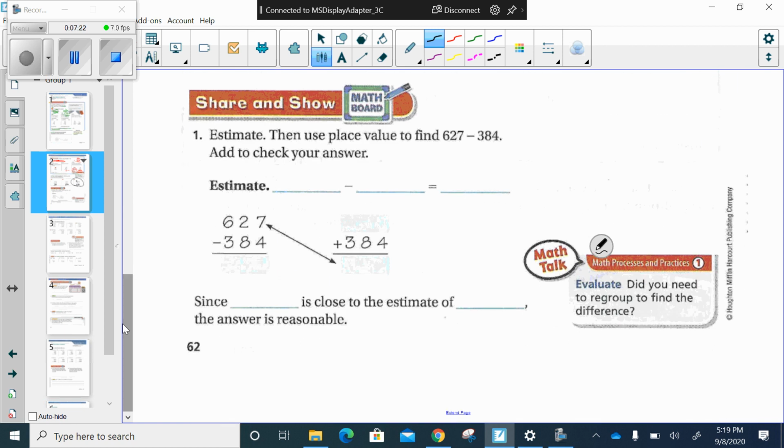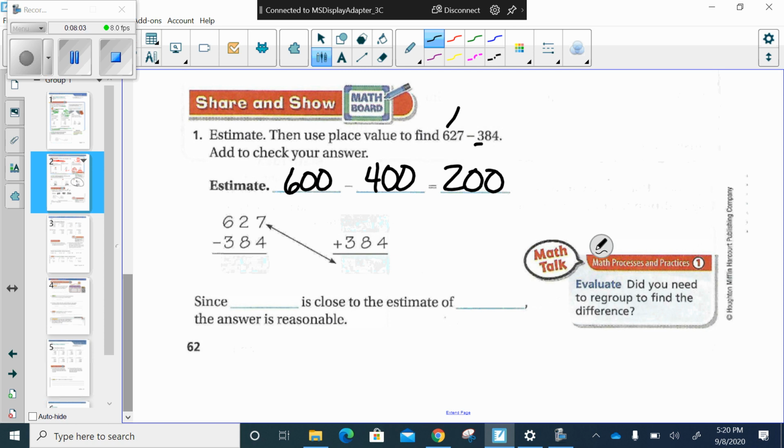Now it says to estimate. We can do that because we're good. I do not want you using compatible numbers. If it's 3-digit numbers, just use hundreds. If it's 2-digit numbers, just use tens, to the nearest 10. So 627, what is that rounded to? Well, the nearest 100 would be 600. 384, what is the nearest 100? Well, I have 300, but the 84 is above 50. So I'm going to round up. So it's 600 minus 400, which would be 200.